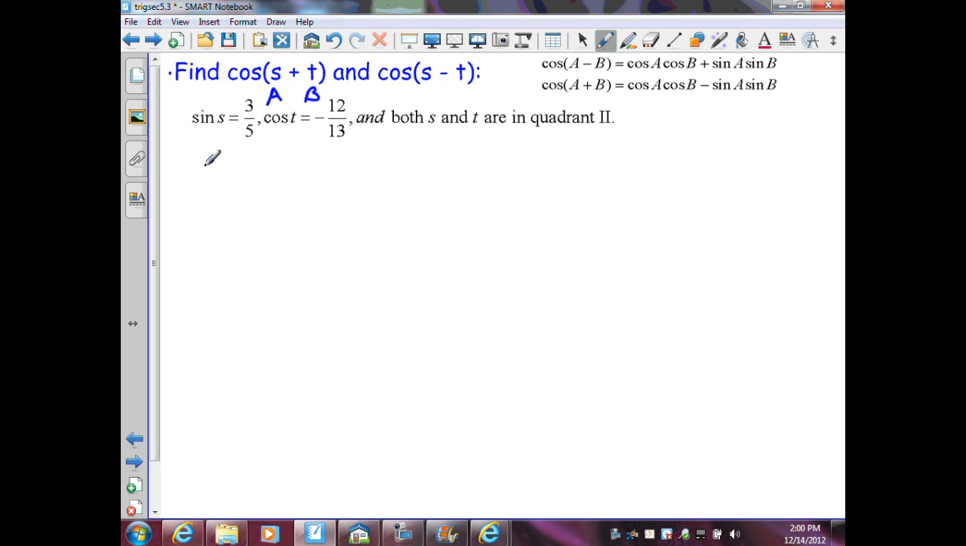I'm given the sine of s to be 3 over 5, which really is y over r. So in quadrant 2, my triangle would look something like this. Y is 3 over r, which is 5. I can determine by the Pythagorean theorem, or a triple, that my x value is 4. But being in quadrant 2, it's a negative 4. So I have sine of s equal to 3 over 5, and cosine of s equals a negative 4 over 5.